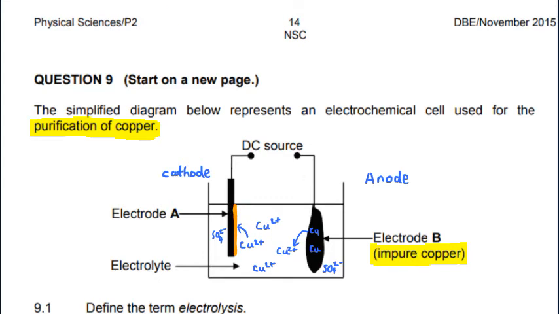We can now move on to the questions. Question 9.1 is theory: define the term electrolysis. We all know that electrolysis is an electrochemical process that we use to drive non-spontaneous reactions. Or you can say that electrolysis is the electrochemical process that converts electrical energy to chemical energy.